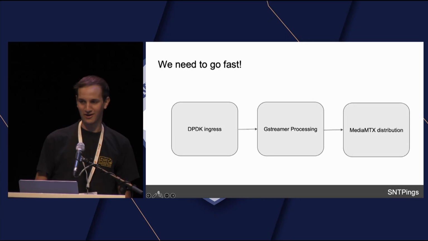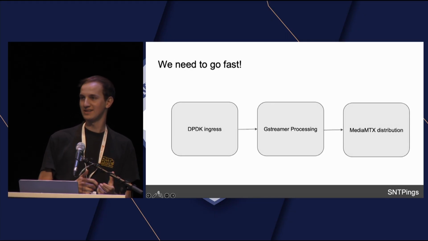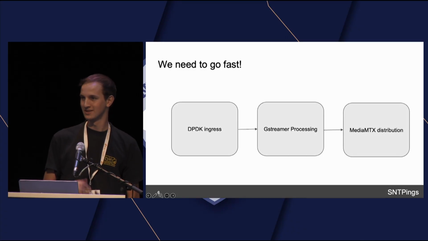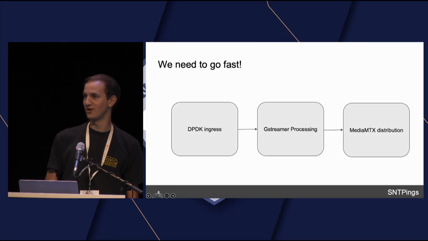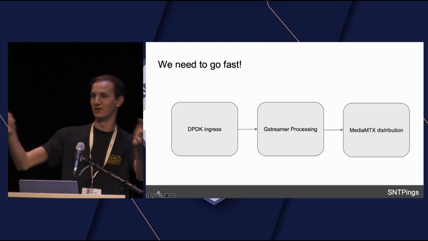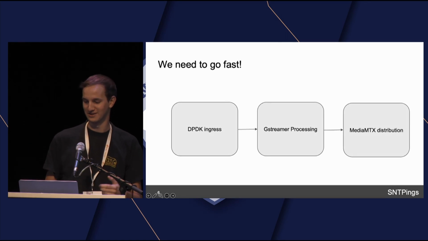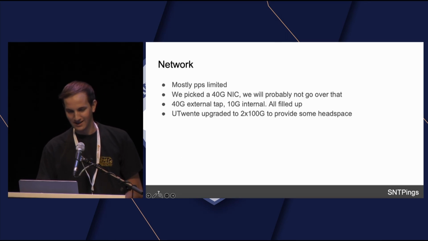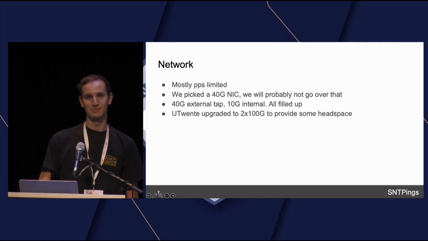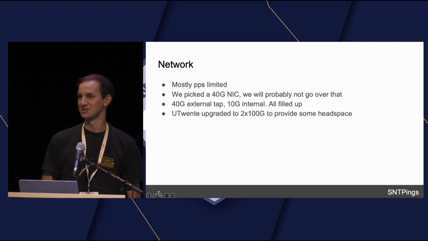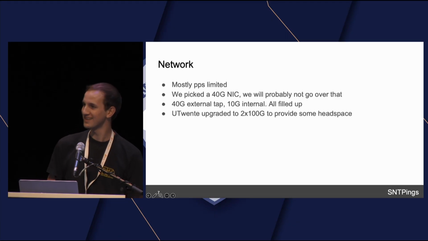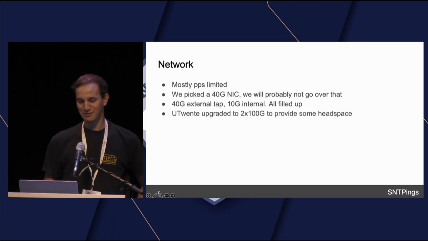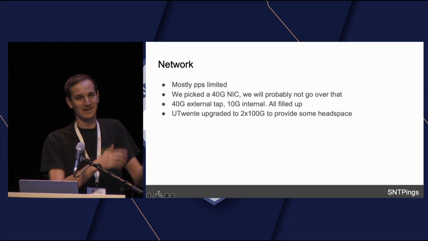So, as for architecture, we picked something with DPDK, so fast packet processing, then GStreamer for handling video, and then MediaMTX for distributing the video to the 100-ish people that were watching, which is also a challenge. We were mostly PPS limited because, well, small packets. Your network card advertises 40 gigabits. It does not handle 40 megapackets. That's something we learned.